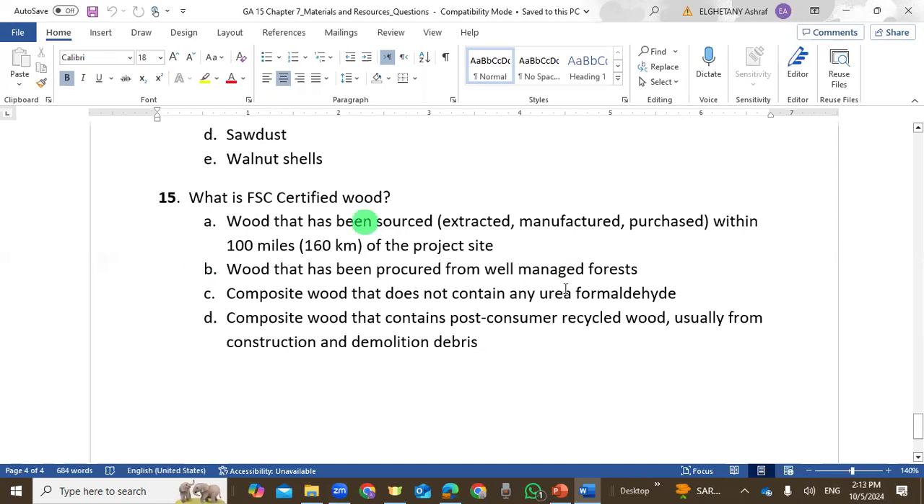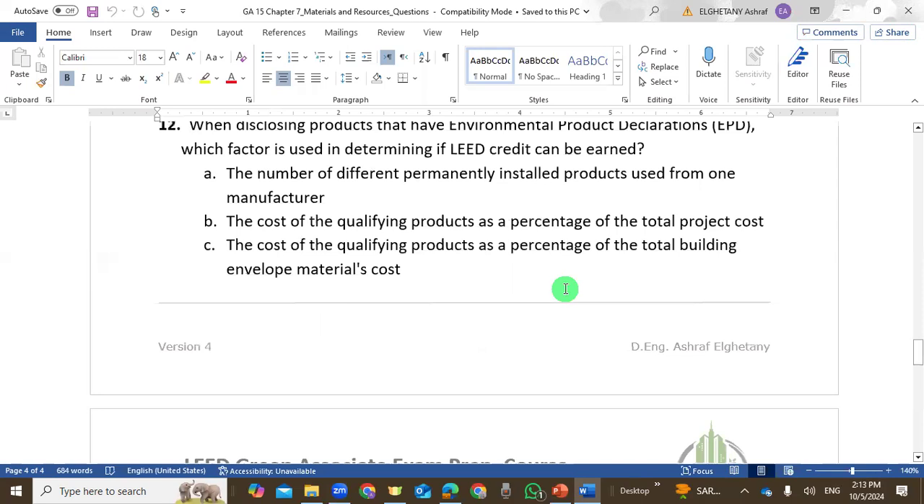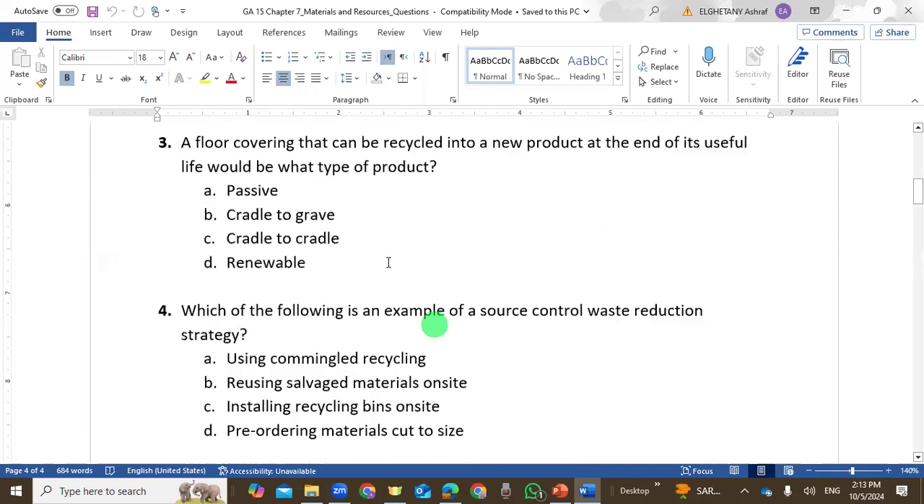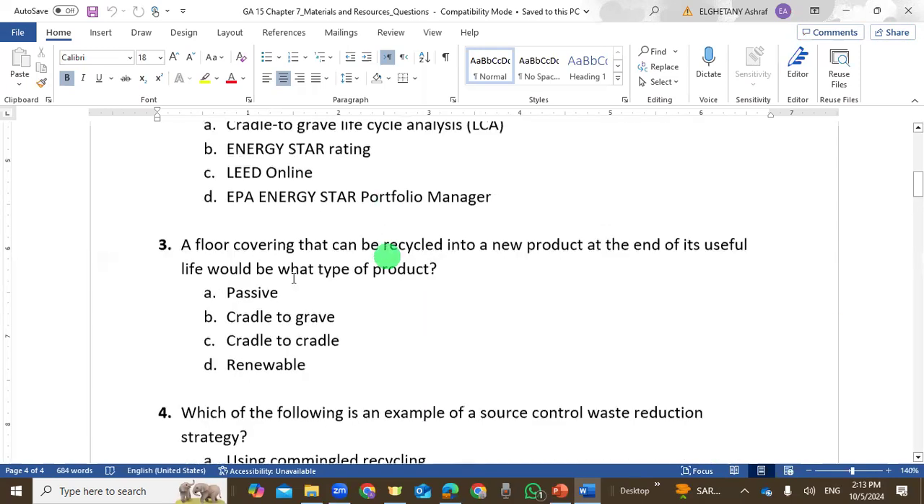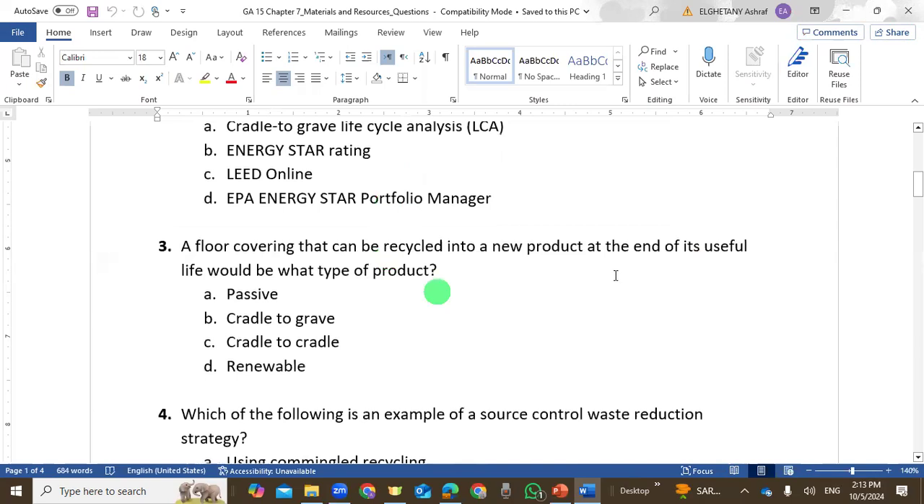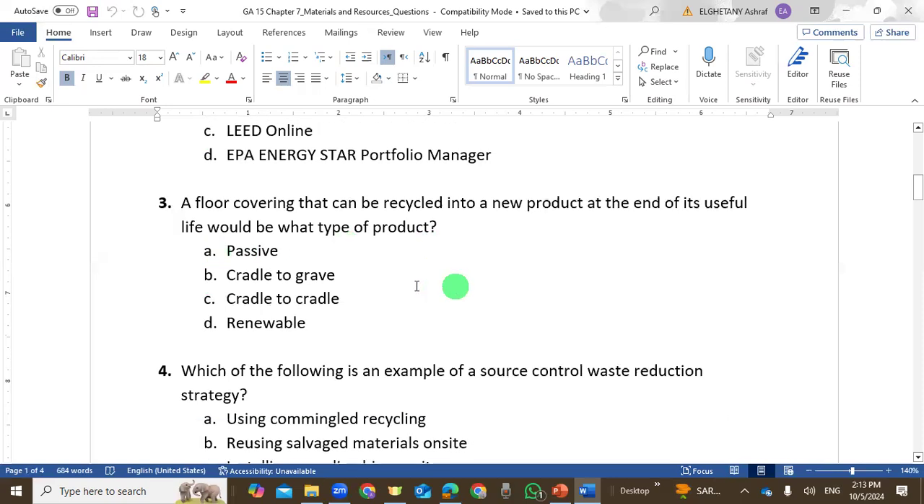Back to 3 that we passed. We forgot 3. Number 3 says a floor covering that can be recycled into new product at the end of its useful life would be what type? The floor cover can be recycled at the end of its life. Okay, what would be the type of product? It can be recycled, so it could be passive, cradle to grave, cradle to cradle, renewable.